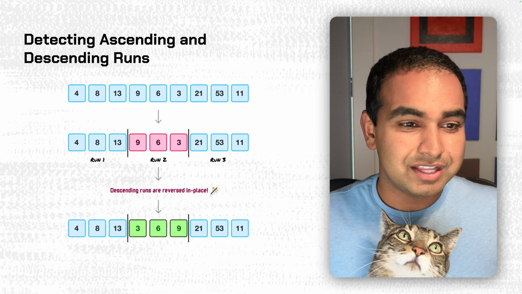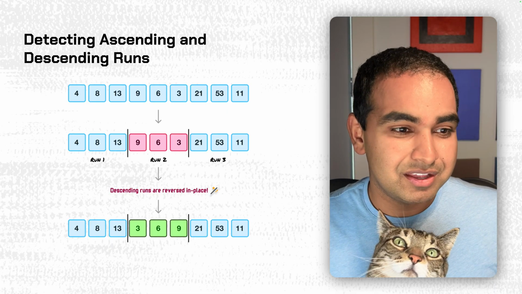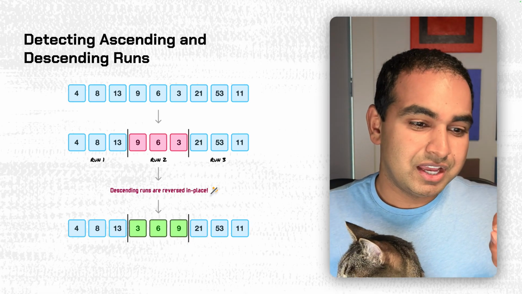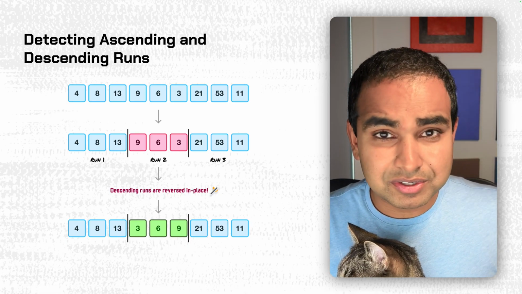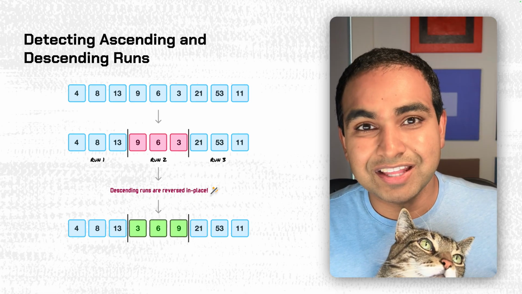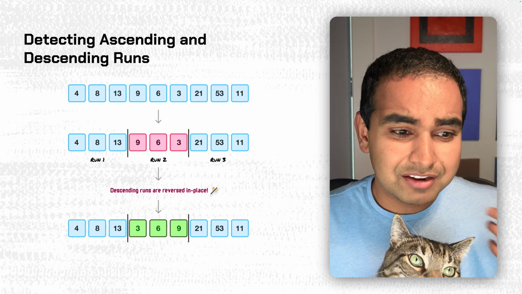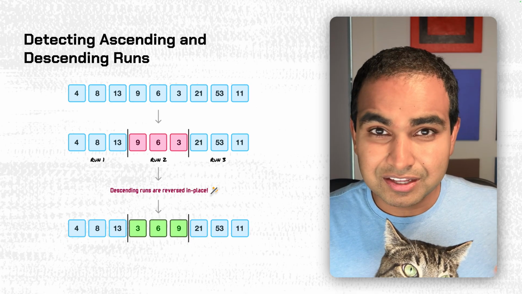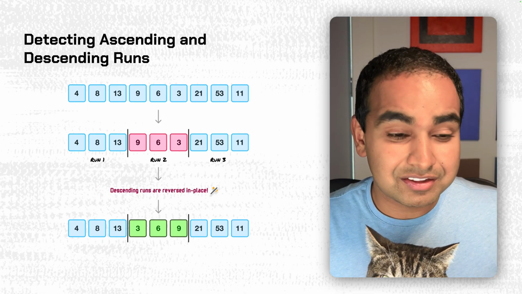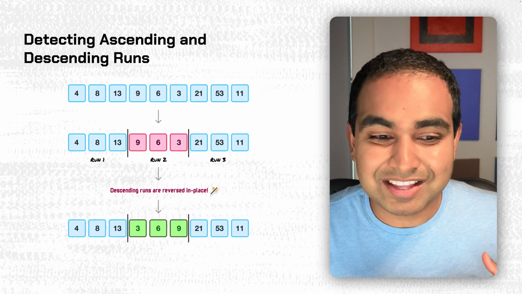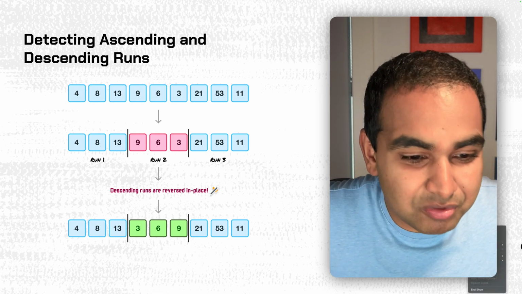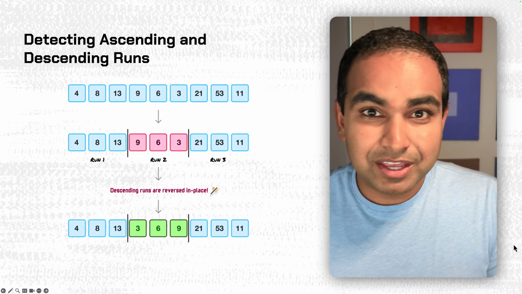So we break this collection of 9 values into 3 runs: 4, 8, 13; 9, 6, 3; and 21, 53, 11. Now notice that when we look at run 2, the 9, 6, and 3, those 3 values are strictly in descending order. So instead of running insertion sort on it, we do a very fast in-place reverse, which now means that 9, 6, 3 becomes 3, 6, 9. And now we run insertion sort on these 3 numbers.